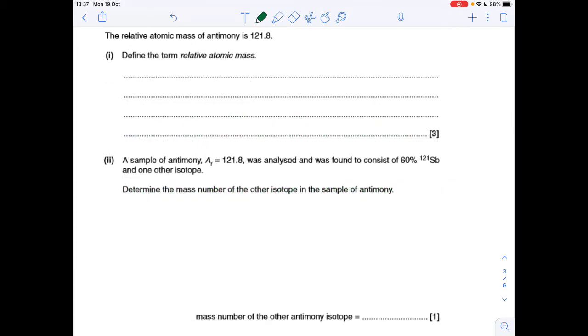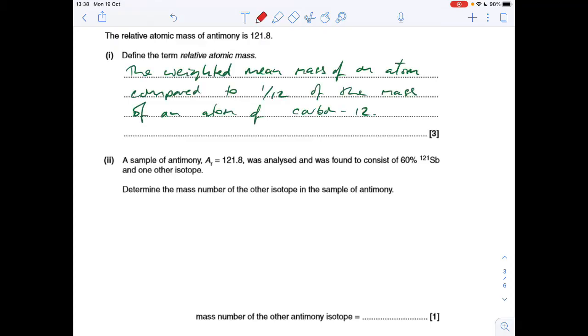Okay, so the next part, the relative atomic mass of antimony is 121.8. Define the term relative atomic mass. So again, this must be given to the letter like this. So it's the weighted mean mass of an atom compared to 1/12 of the mass of an atom of carbon-12. So you notice there's 3 marks going for that. So the 3 things we're looking for here is the weighted mean mass of an atom compared to 1/12 of the mass of an atom of carbon-12. So that's how those 3 points would be scored.